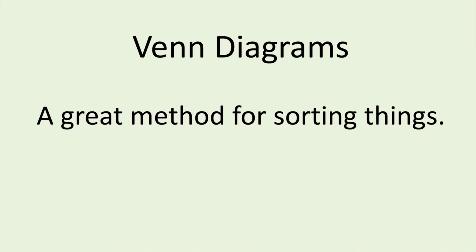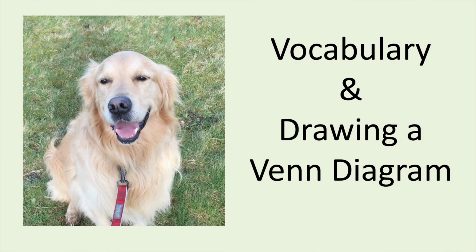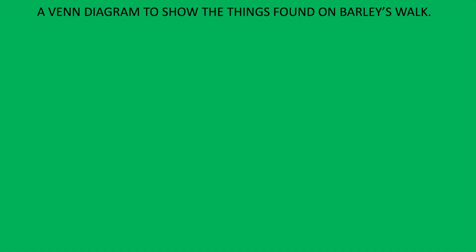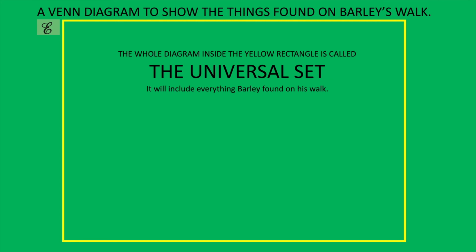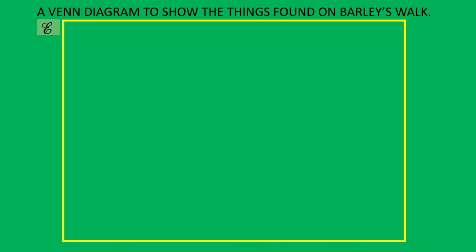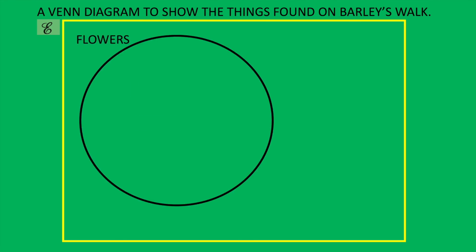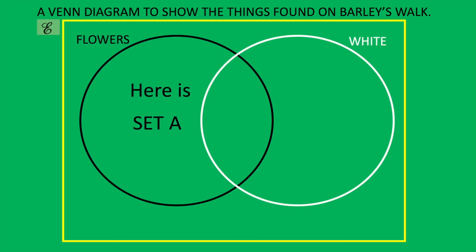So today we're doing Venn diagrams, in particular looking at the vocabulary and how to draw a Venn diagram. Start with a rectangle. This will include all the items from Barley's walk. It's called the universal set, the symbol being an elaborate E as shown. Then we draw one circle to represent the flowers. We'll call that set A. Another circle for the white items, that's set B. Where these 2 overlap, we call that the intersection.